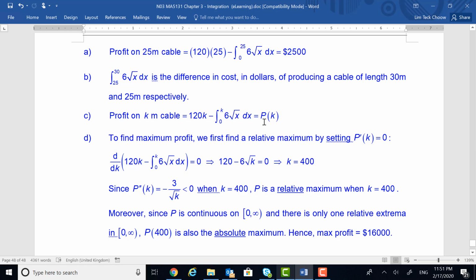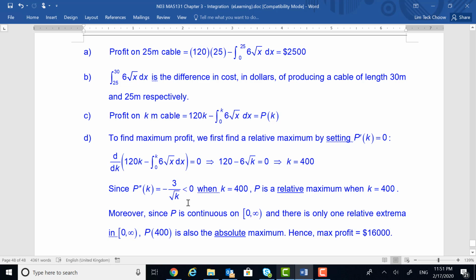To maximize this quantity, the usual way is to differentiate the quantity and then equate to 0. Differentiating 120k just gives 120. To differentiate this, remember the second theorem says if you differentiate the integral from 0 to k of 6 root x dx, you just get 6 root k. So you equate this to 0, and then you get the value k equals 400, which is a possible candidate where you can attain a maximum profit.